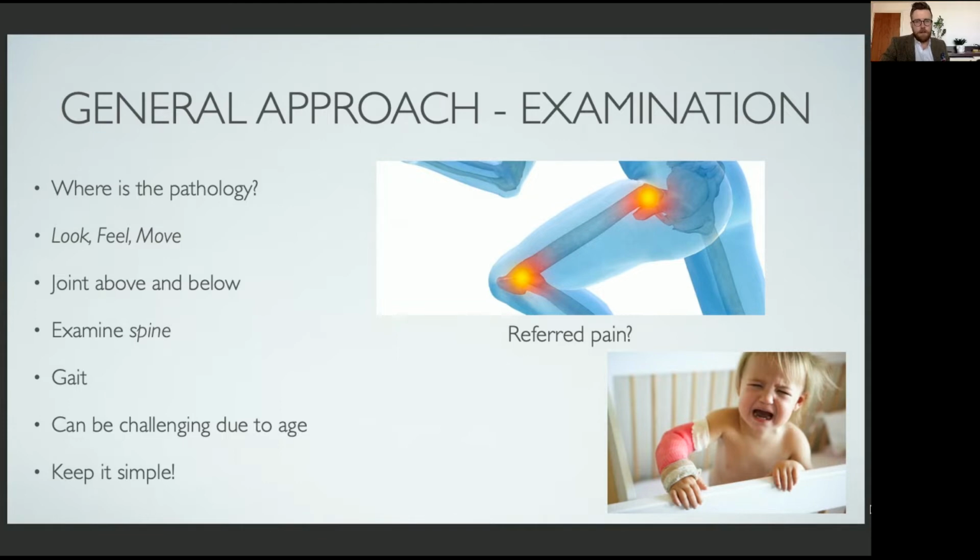Is there the potential that there is referred pain, particularly with looking at patients with hip or knee pain, with the shared femoral and obturator nerve supplies that these joints share? Quite often you can see referred pain from one region presenting in the other. Equally, is the issue actually abdominal?